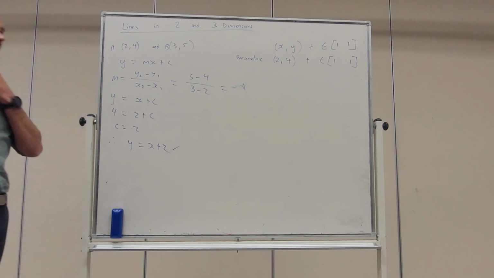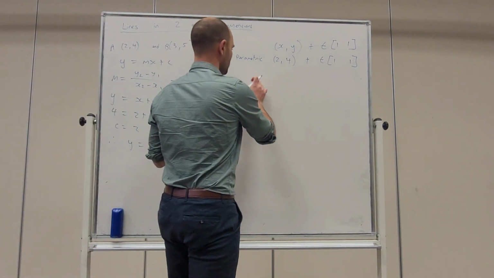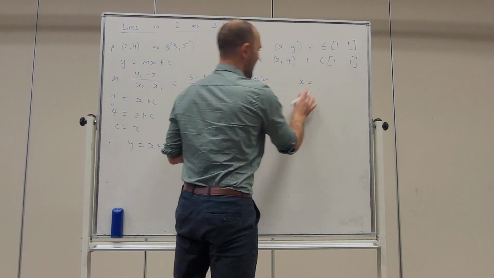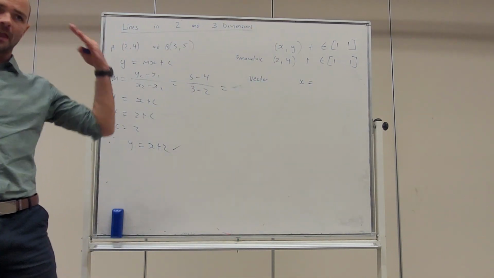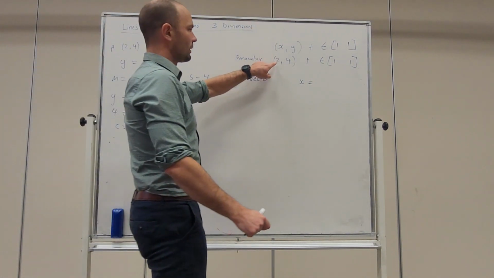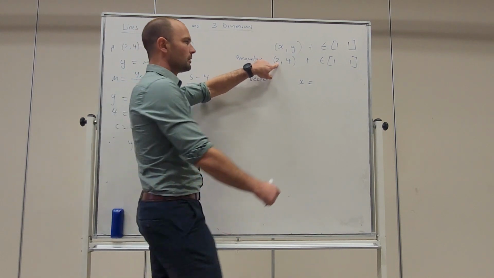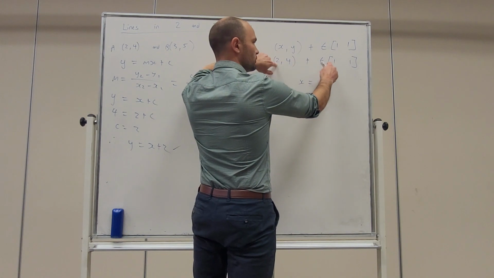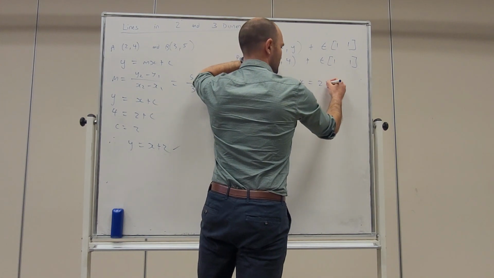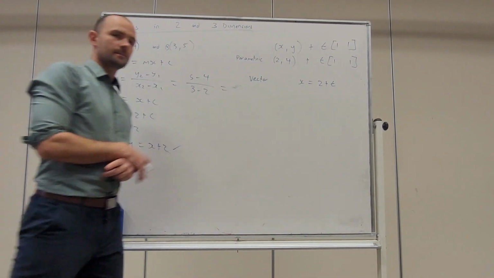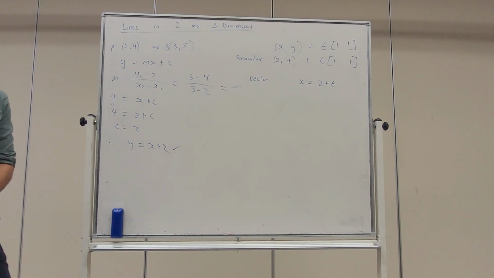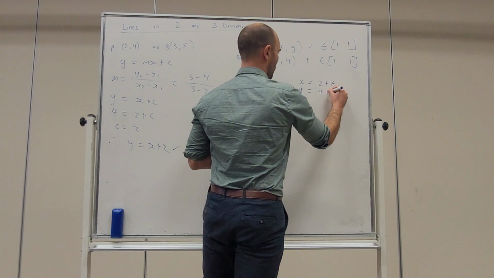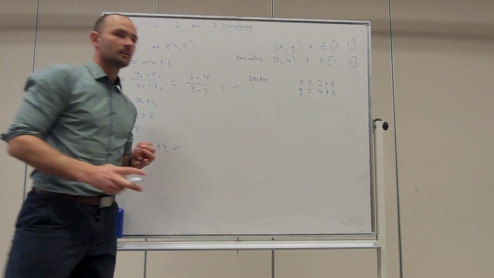Okay, and then of course the vector equation. All right, all we do is we say, what's the x coordinate equal to for any value on this line? Well, it's going to equal this first coordinate plus t times our direction vector, so 2 plus t times 1, that's just 2 plus t. The x value is always 2 plus t, and the y value will always be 4 plus t.